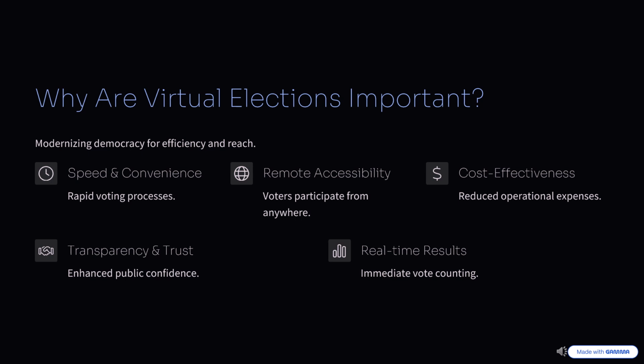And the next one is transparency and trust. Properly designed systems increase voter confidence in the process. And the next one is real-time results. Unlike manual counts, electronic votes can be tallied instantly.